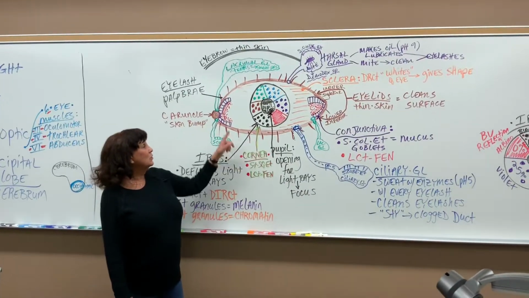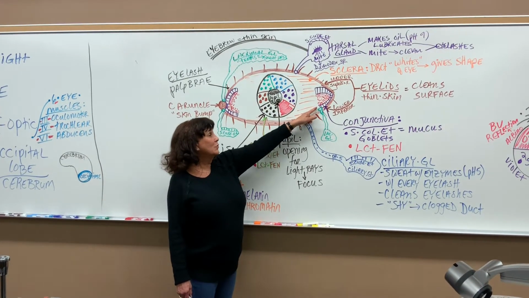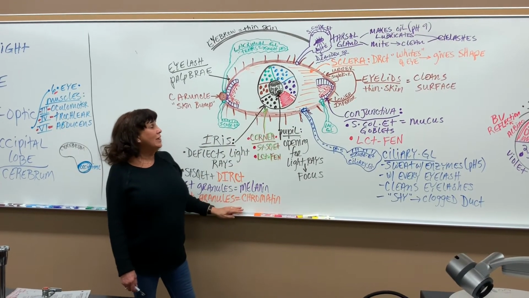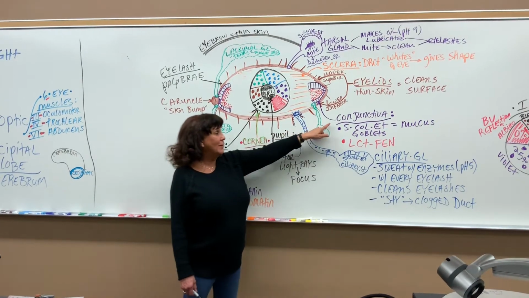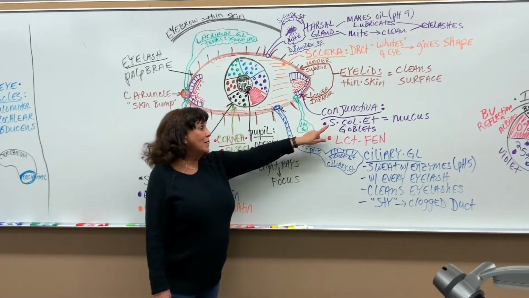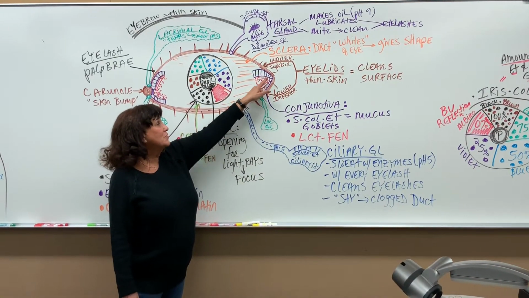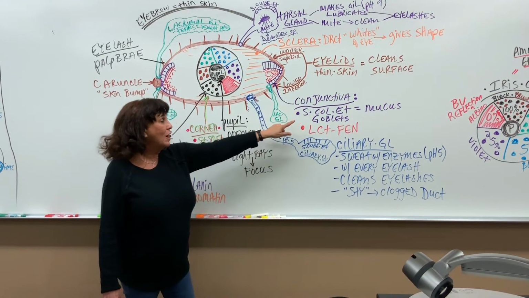All right, now in the corners of your eye, right here, we have something called conjunctiva. Conjunctiva, and it's made out of simple columnar ET cells, the purple cells right here, with goblets in them.